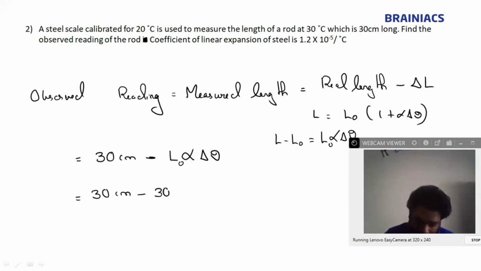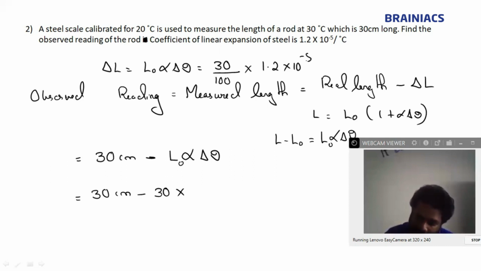30 centimeter into... we will find this. The change in length is equal to L naught alpha delta theta, which is 30 centimeter, divided by 100 to convert into meter, into 1.2 into 10 raised to minus 5, into the change in temperature, which is 10. If we simplify this, we will get 3.6 into 10 raised to minus 5.